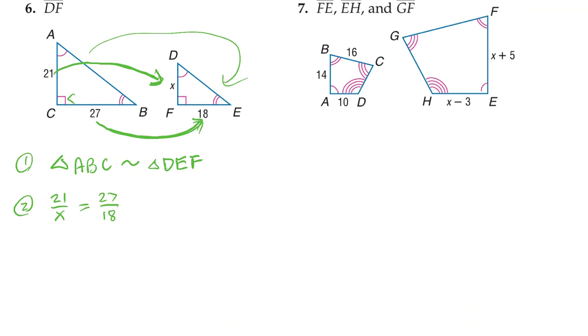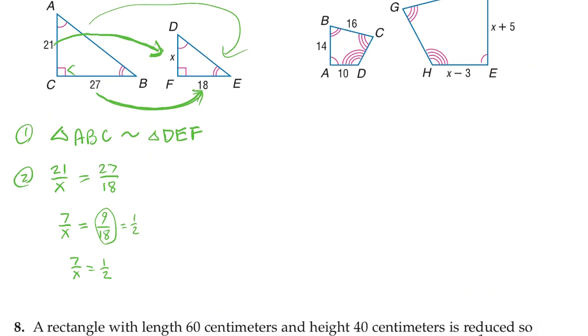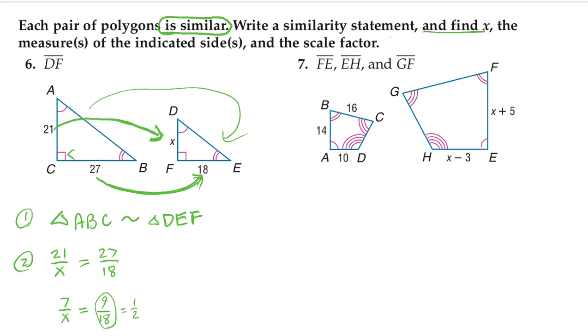So let's clean this up. I could divide both sides by 3, so let's do that. So we get 7 over x equals 9 over 18. Then I could simplify this. It's just a fraction, so that's the same as 1/2. So just simplifying this, I get 7 over x equals 1/2. Now I can cross multiply, and I get 1x equals 14. So x is 14.